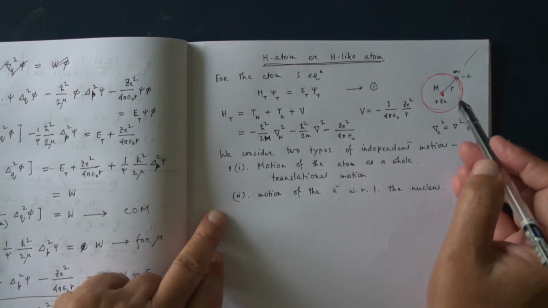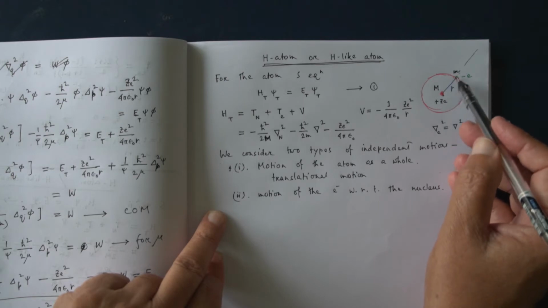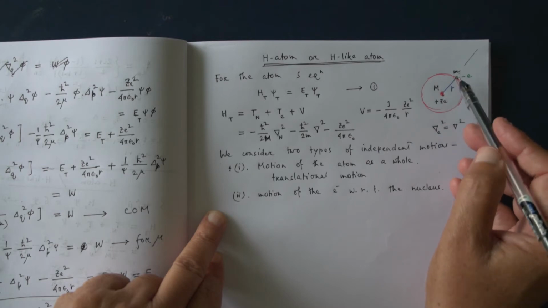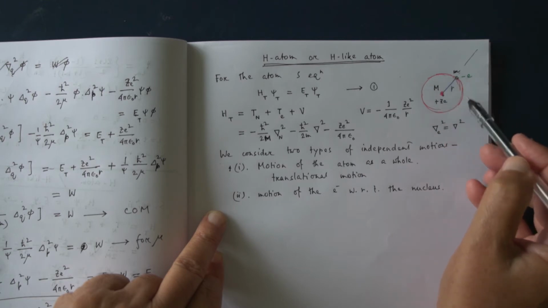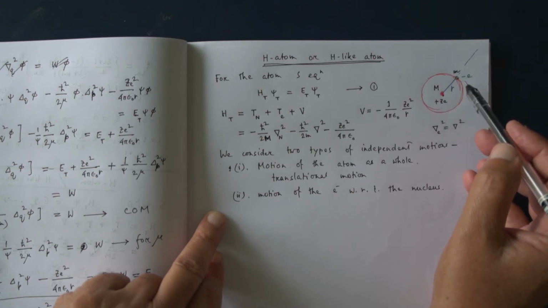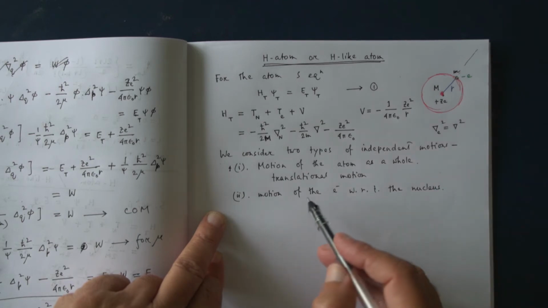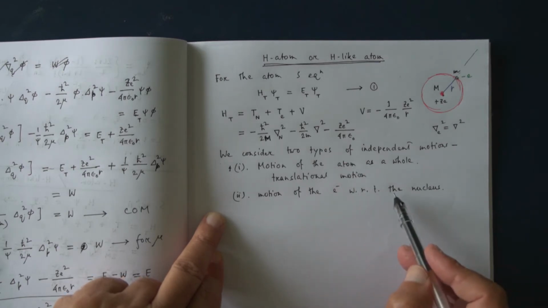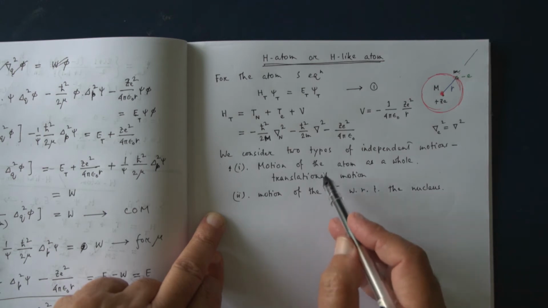Okay, or the nucleus also may keep moving. That is one particle, say the electron, moving with respect to the nucleus. This is nothing but relative motion of one particle with respect to the other. This is not translational motion. This is translational motion, but this is not translational motion. This is relative motion.